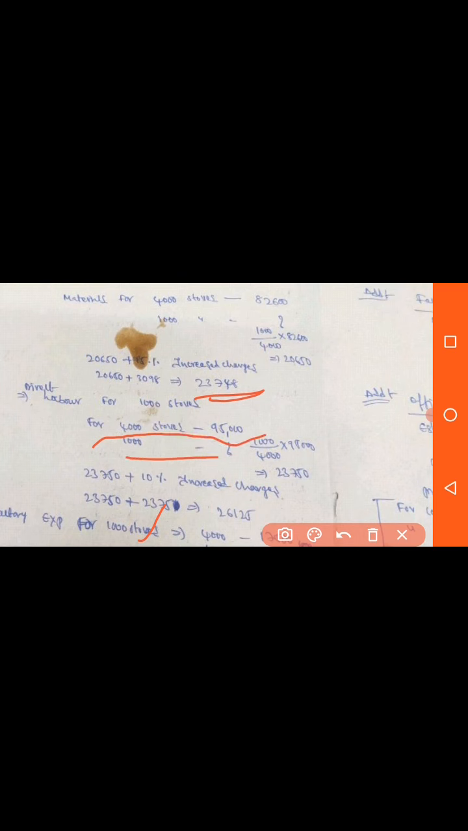Next, direct labor. For direct labor for 4,000 stoves, 95,000. For 1,000 stoves, how much? 1,000 by 4,000 multiplied by 95,000 equals 23,750. Direct labor equals 23,750 for production of 1,000 stoves, plus 10% increased charges. 10% equals 2,375. So total direct labor cost equals 26,125.